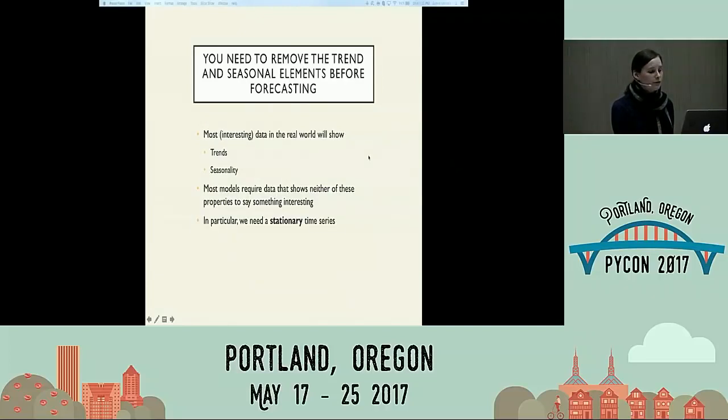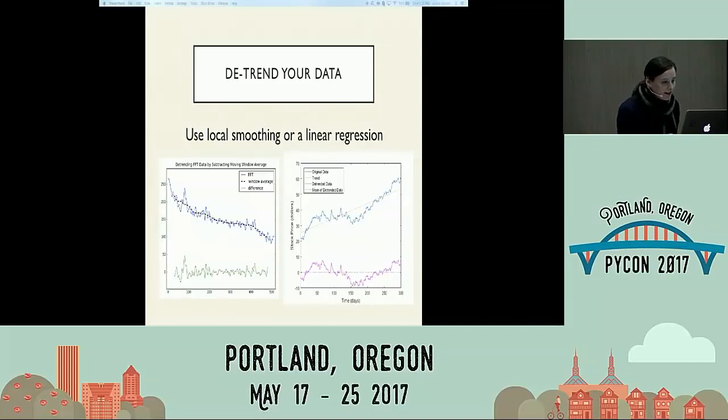You need to remove the trend and seasonal elements before forecasting. Most interesting data in the real world will show both trends and seasonality. Most models require data that shows neither of these. You need that stationary time series. So you can difference, that's one way to get rid of it. Detrending in general, right? You can also detrend by taking some kind of moving average, which we see on the left. You take a moving average with your window function and you actually subtract that moving average out.